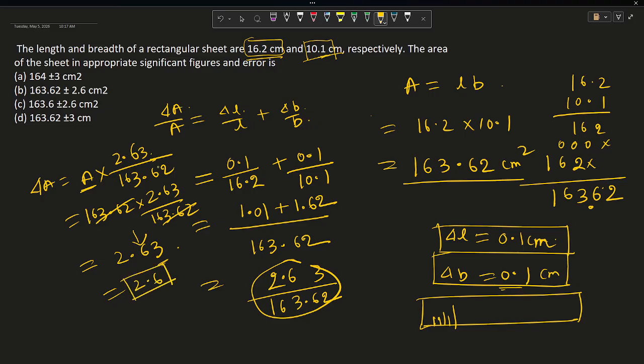So the final answer is 2.6, and the actual data is this one, 1.63.62, and the error is... option B is the right answer.